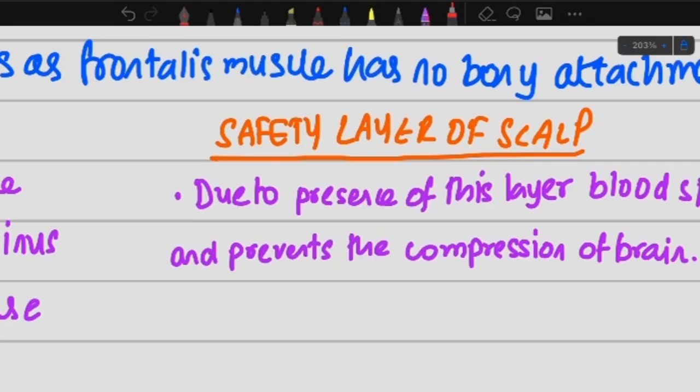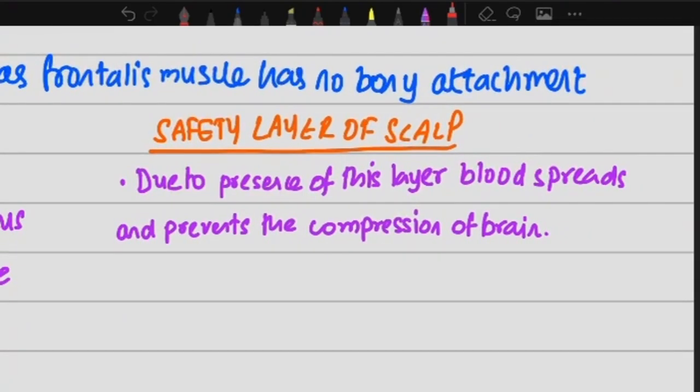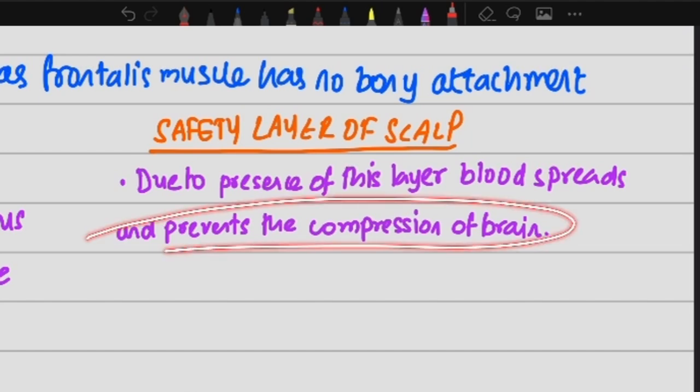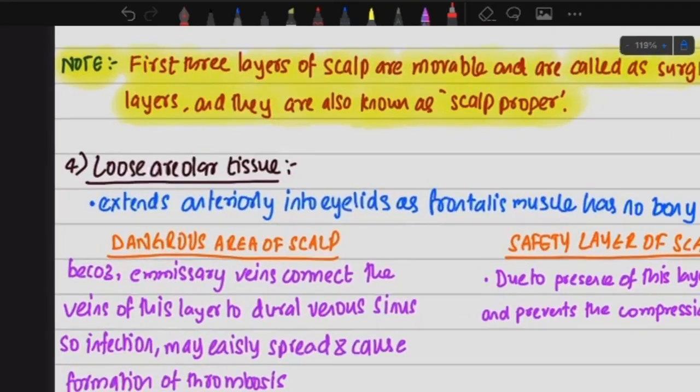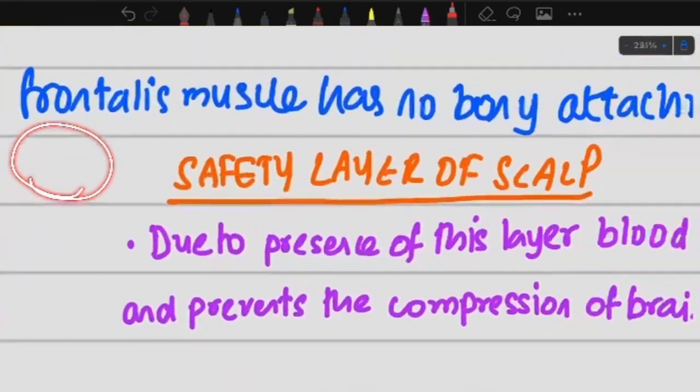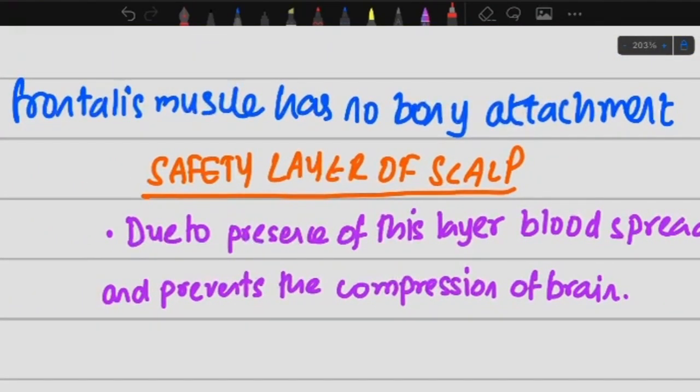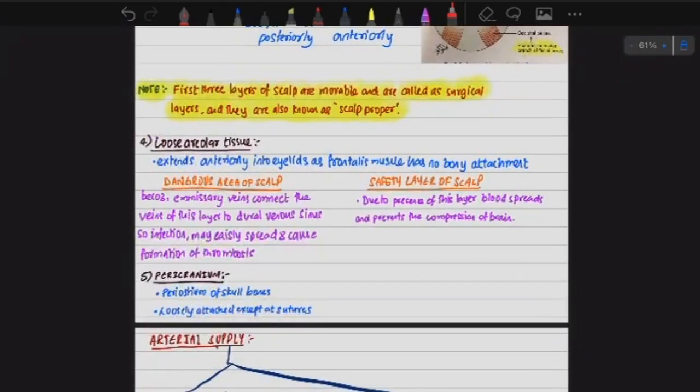Why is this layer known as the safety layer? Due to the presence of this layer, blood spreads and compression of the brain is reduced. Okay, so compression of the brain is prevented here because of this layer, the loose areolar tissue. Of course the name suggests it's loose, so the blood easily spreads. It is not stagnant. Blood does not stagnate here, so it spreads and compression of the brain is prevented. So this is known as the safety layer.